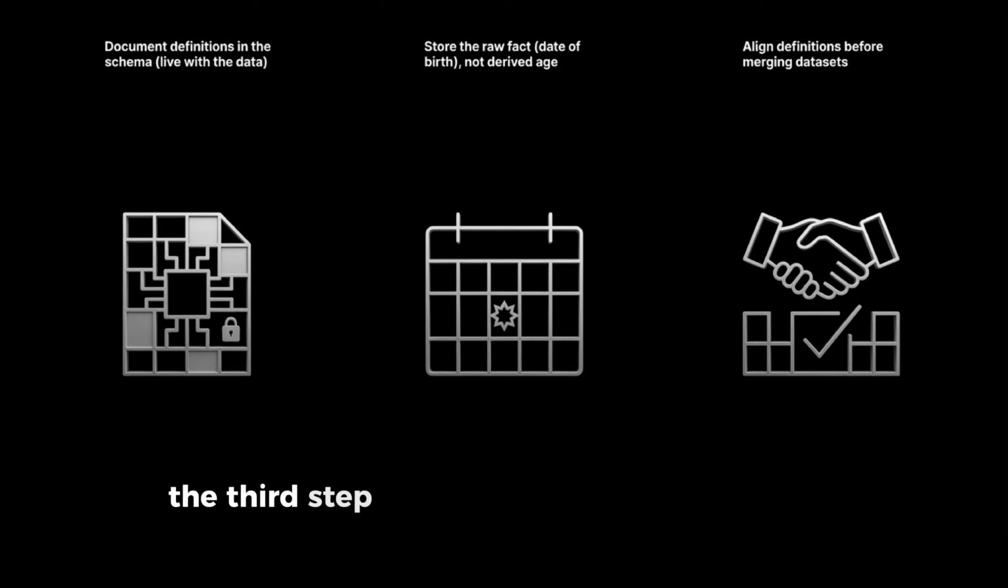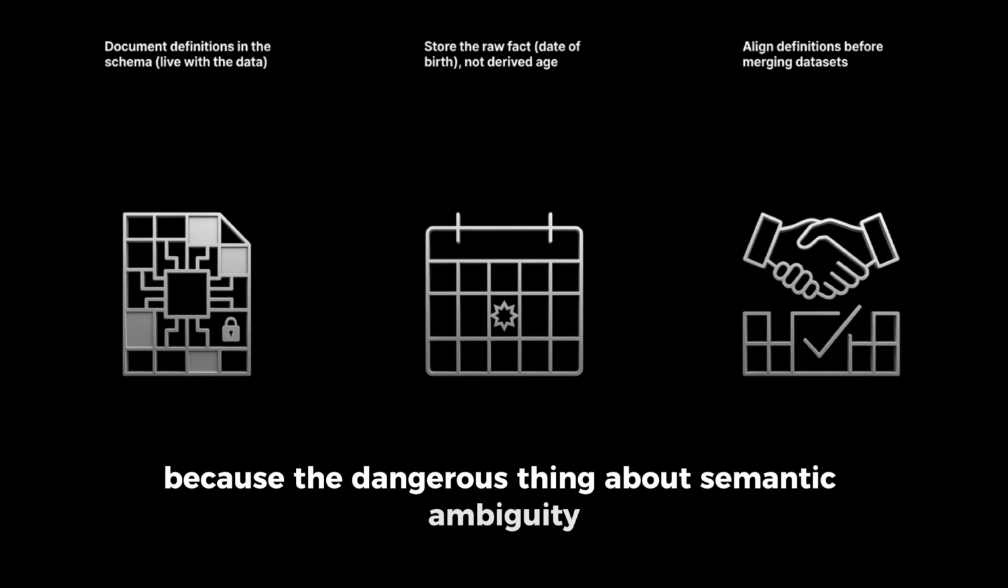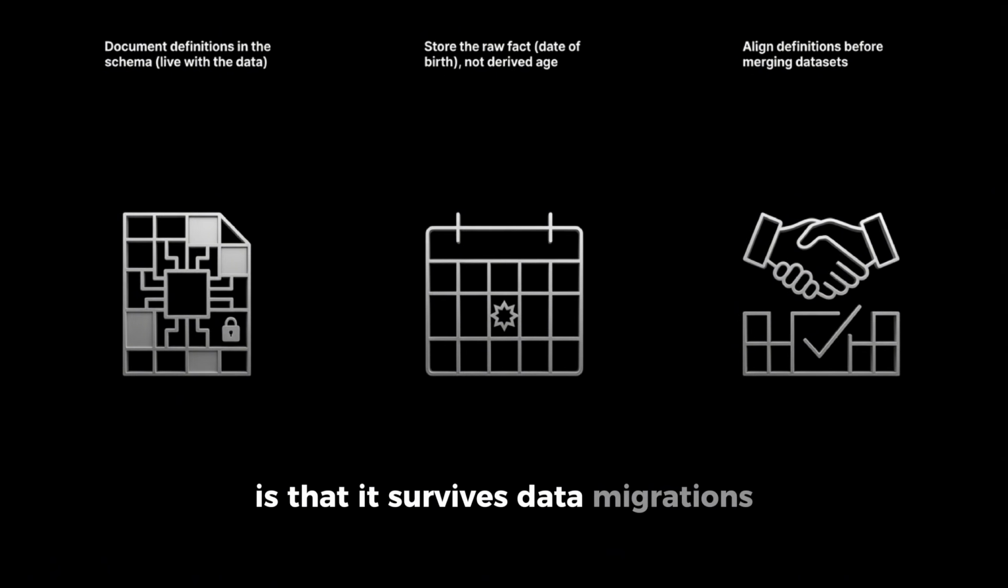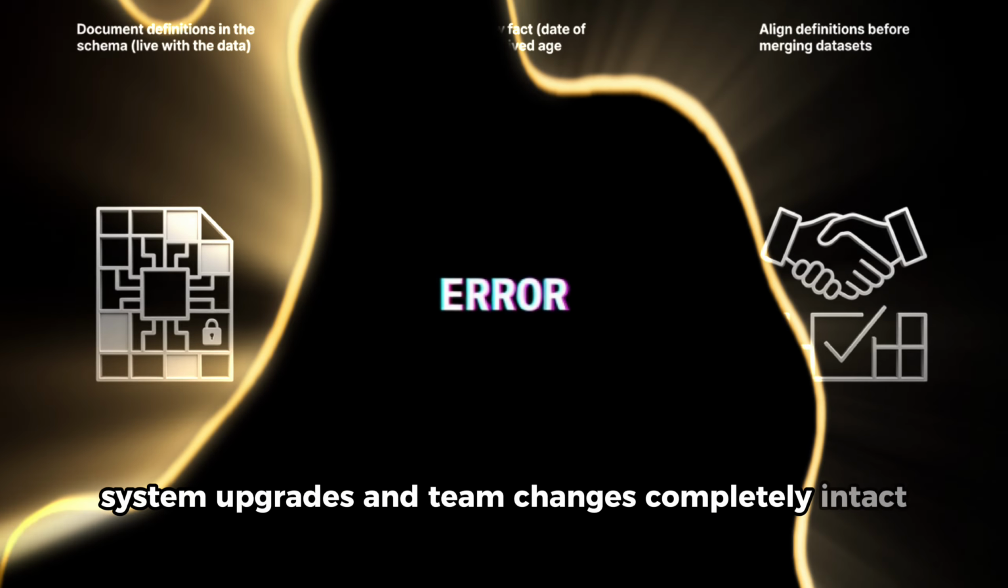The third step is to align definitions explicitly when merging data from different systems. Before you combine two datasets, ask, does age mean the same thing in both? Not assume. Ask, check, document what you found. Because the dangerous thing about semantic ambiguity is that it survives data migrations, system upgrades, and team changes completely intact. Nobody deletes a misunderstanding. It just keeps getting inherited.